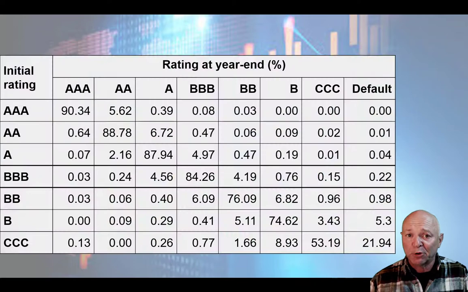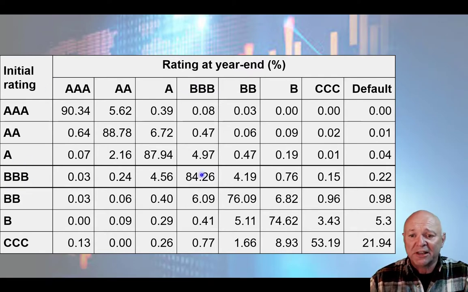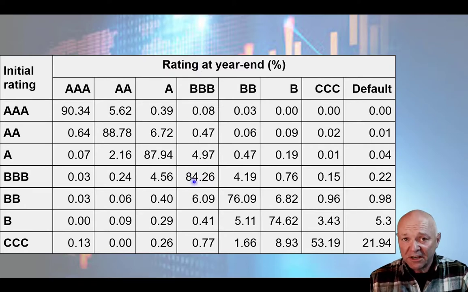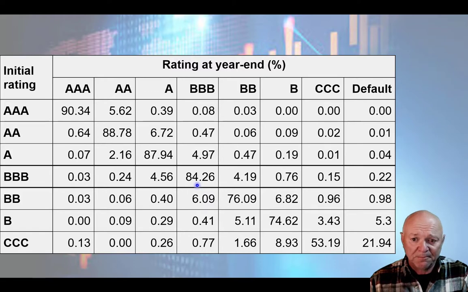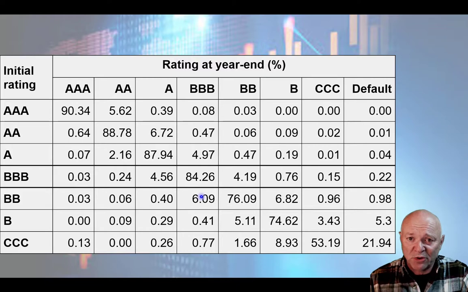For example, in this table from Moody's, you can see that for a bond that's currently rated at triple B, what is the chance that at the end of 1 year it's still going to be triple B? Based on the historical patterns of default, you can see that there's an 84% chance that a triple B will stay a triple B. There's about a 5% chance that it'll be upgraded, and there's about a 6% chance that it'll be downgraded, based on the experience of perhaps the last 20 years of ratings done by that agency.